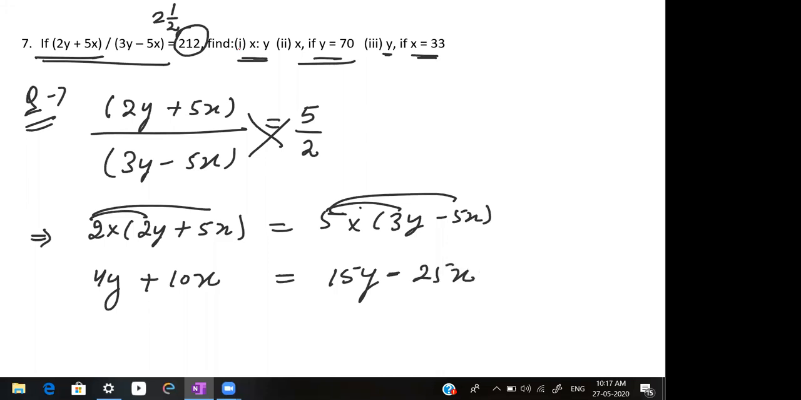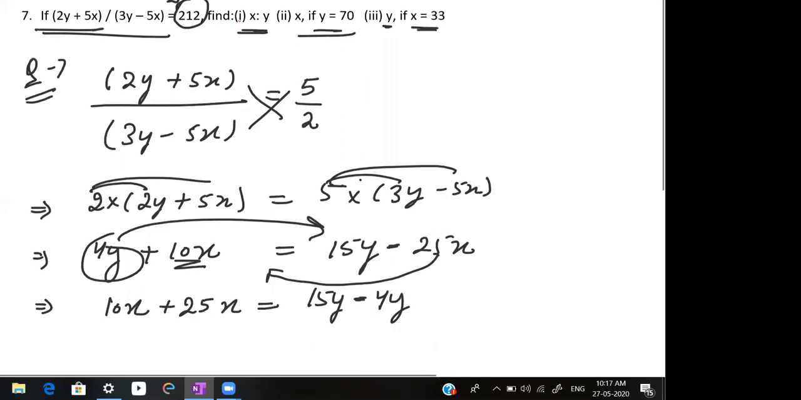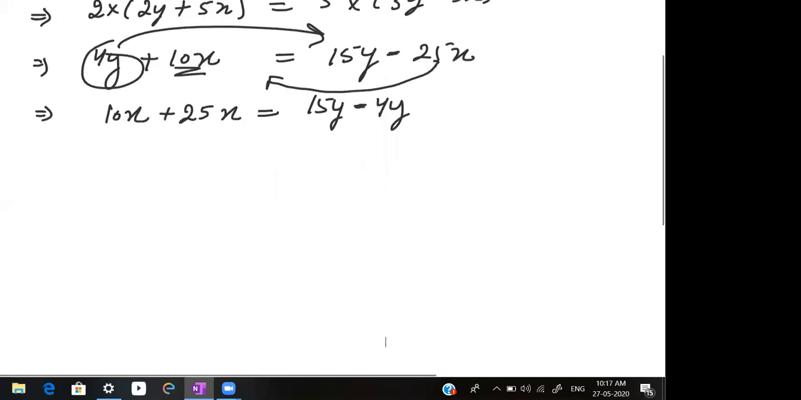Is it clear? Now what I am going to do, I'm going to transfer like terms near to each other. So this 10x I'm going to write as it is, and I'm going to transfer this minus 25x this side, means left hand side. So this is negative. When I transfer it to the left hand side, it will become positive. So 25x is equal to 15y. I will write as it is, and I will transfer this 4y that side. So this 4y is positive, it will become negative when I transfer it to the right hand side.